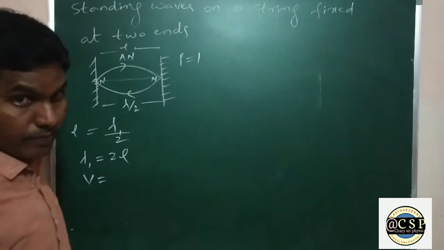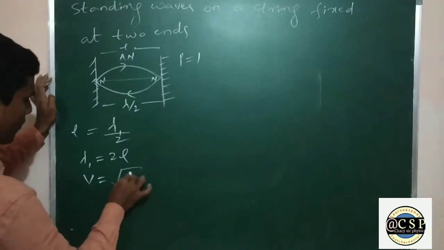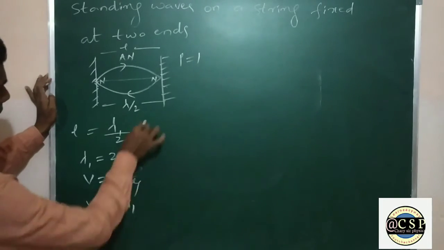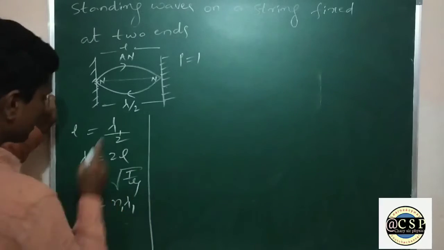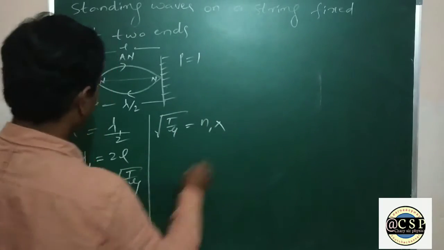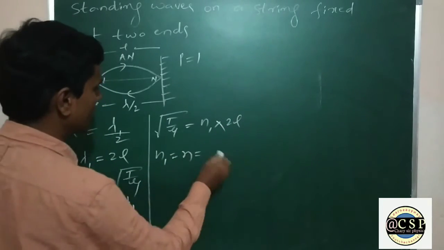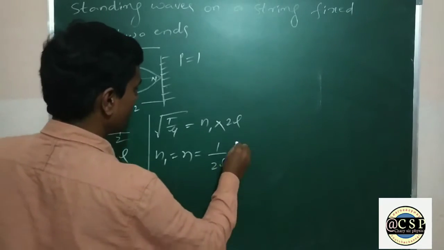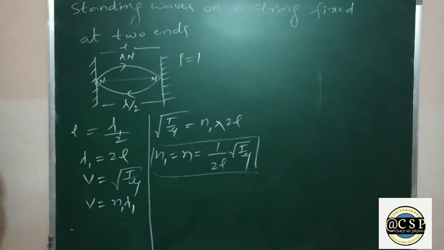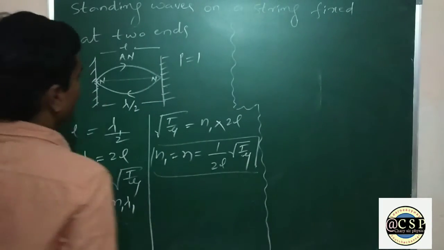We know that the speed of the wave V is equal to under root of T by mu. The wave velocity V is equal to N1 lambda 1, so we can substitute root T by mu equal to N1 into lambda 1, and lambda 1 is 2L. Now N1 is equal to 1 by 2L times the root of T by mu. This is the fundamental frequency for the first mode formed between the 2 ends.